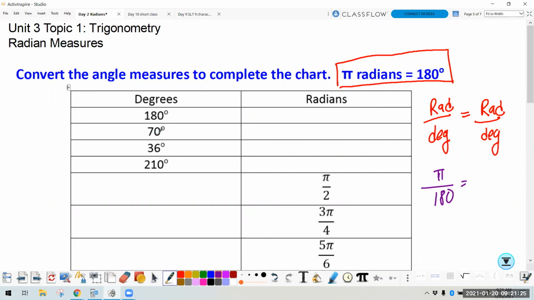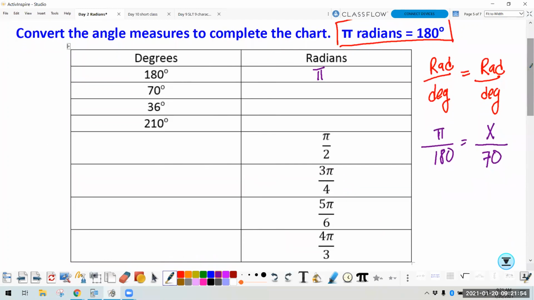I'm going to jump to this 70 degrees per second because there's nothing really to convert here. That's a given. For 70 degrees, I'm missing the radians. I need to find radians given 70 degrees. So if I set up this proportion, radians over degrees is to this many radians that I have to find over this many degrees, I can now solve for the missing variable. Do you have any questions before I solve?